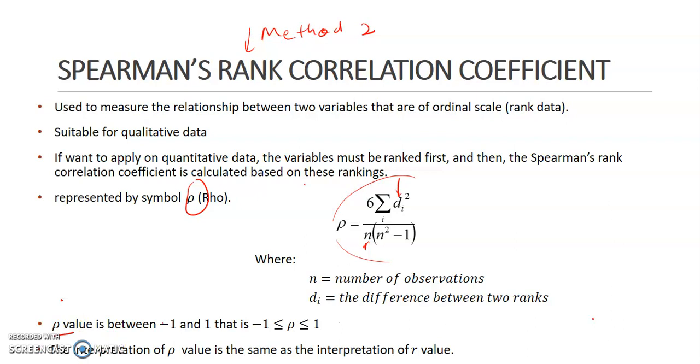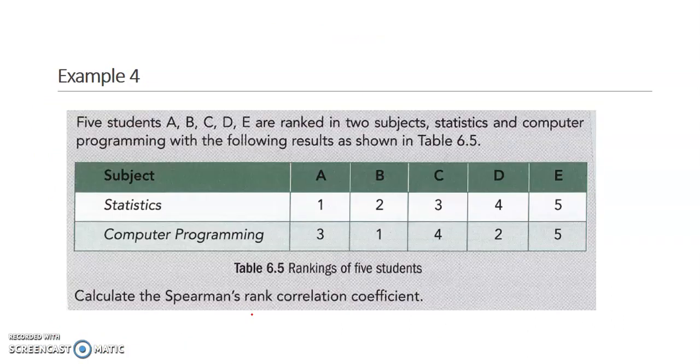Now let's try this example. 5 students A, B, C, D, and E are ranked in 2 subjects, statistics and computer programming, with the following results as shown in the table below. Calculate the Spearman's rank correlation coefficient. Okay, sekarang ni dalam table ini ada 2 subjects, statistics and computer programming. Okay, A, B, C, D, and E are the 5 students.